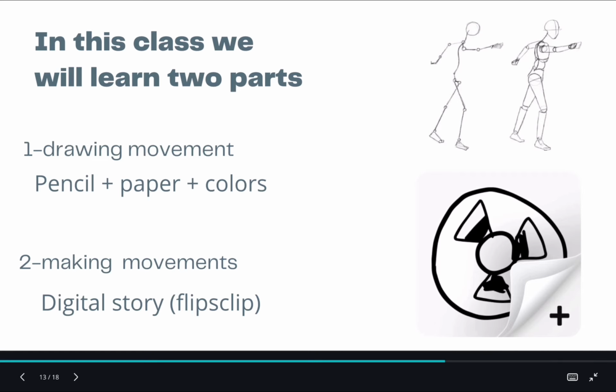In this class, we will learn two parts. The first part is drawing a movement using traditional material like pencil, paper, and any type of color available to you. Or we can make a movement by using digital application such as Flip a Clip.